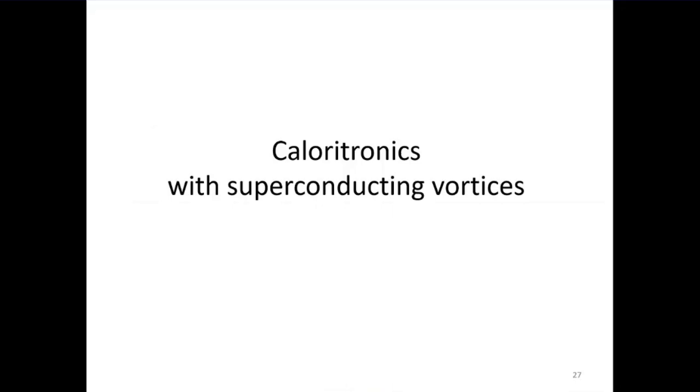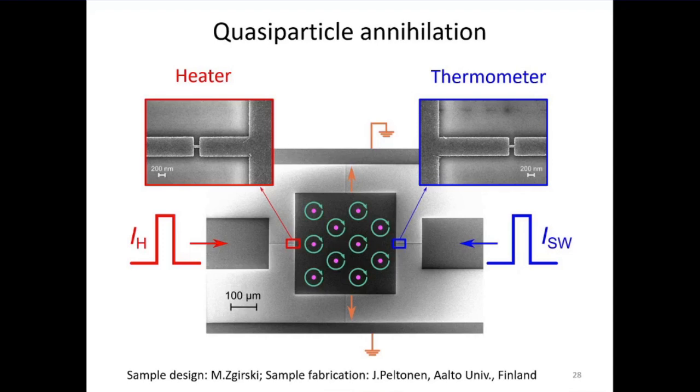Caloritronics is a discipline in which we manipulate or control heat flows. This is like the definition which you can find in Wikipedia maybe. So what we do here, we have a sample. We have here a heater. Always I have some element of my circuit which is meant to energize the superconductor. So this heater, on which I send short pulses of current to switch this bridge, creates quasi-particles. They start to diffuse here.